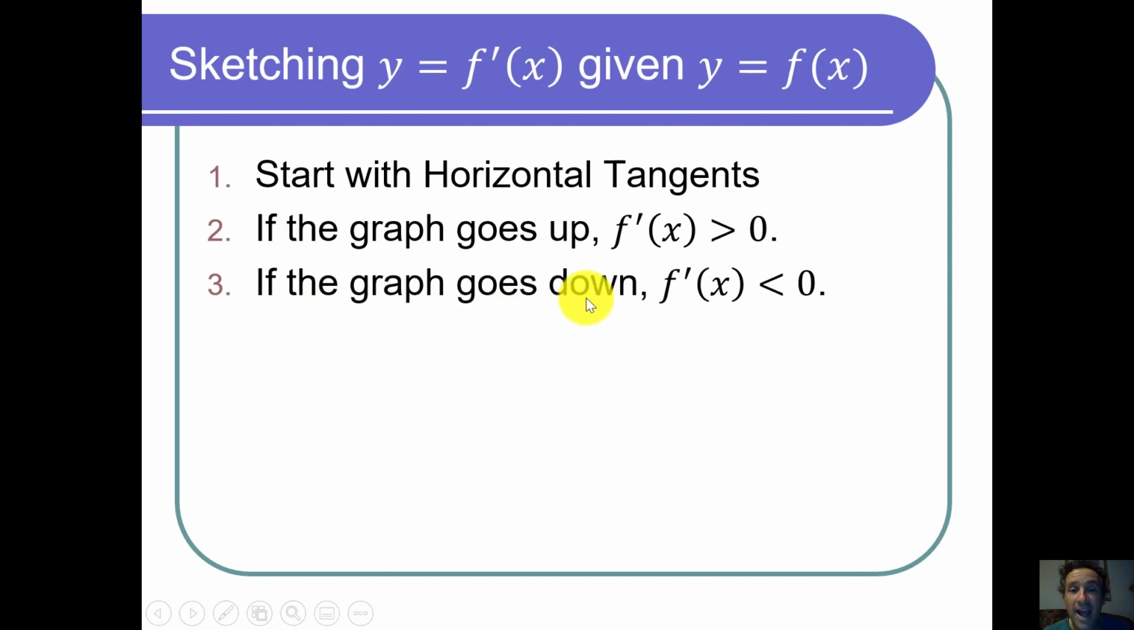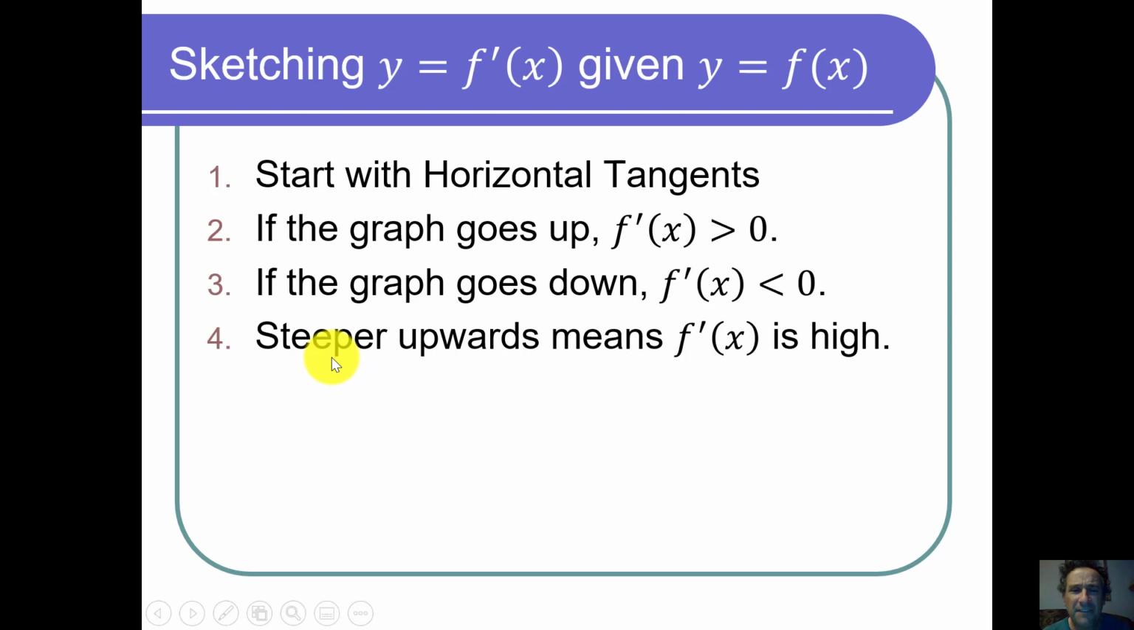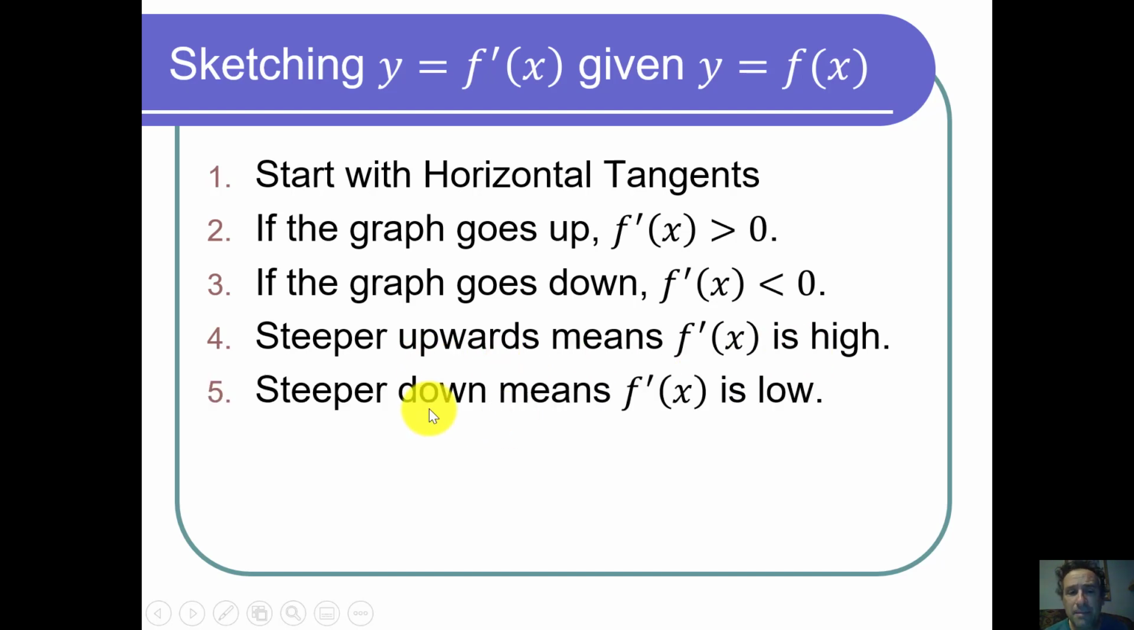If the graph goes down, so if you're hiking from left to right and you're walking downhill, then the derivative is negative. So we can think of the graph as being below the x-axis. If it's steep upwards, that means that f prime of x is high. And if it's steep down, that means that f prime is low, far below the x-axis.